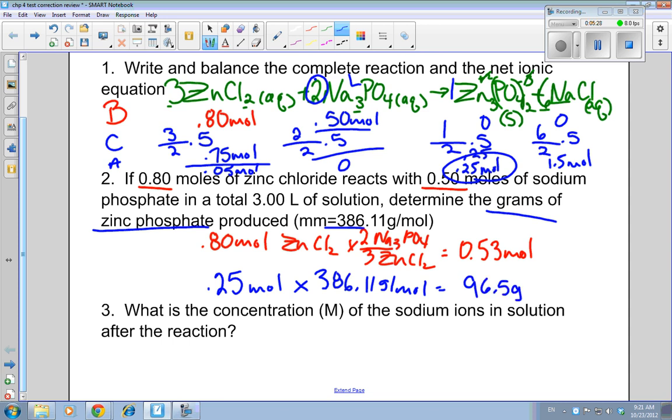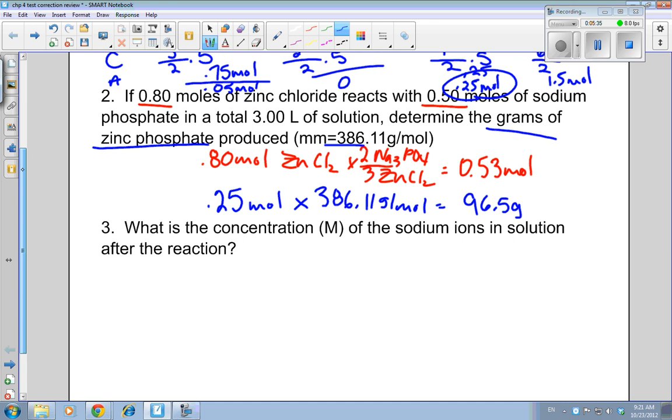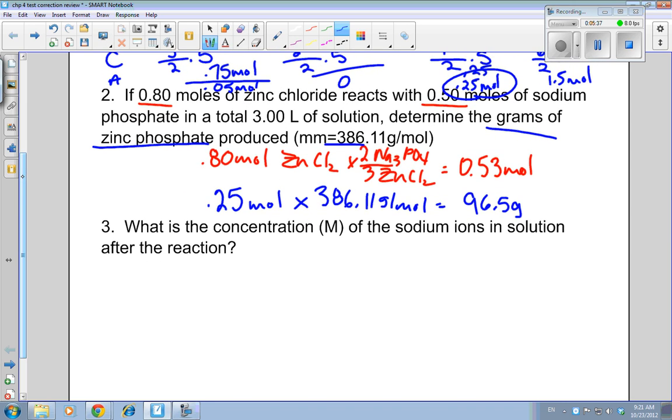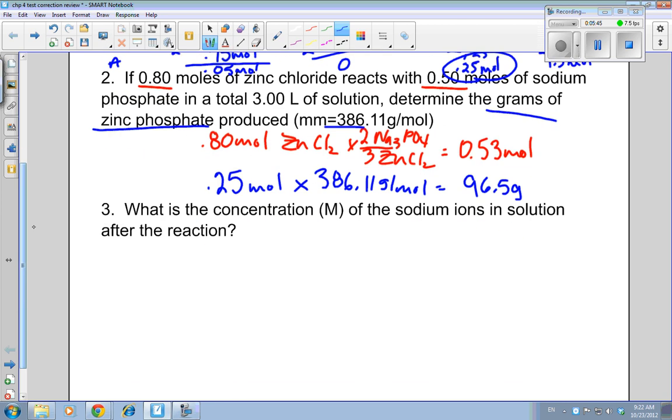So then the last question is asking me to look at what is the concentration of sodium that's floating around in this reaction. Well, sodium didn't do anything. Sodium was just a spectator ion. So the amount of sodium you have to start with is going to be the amount of sodium you have to end with. So I know that I started out with 0.5 moles of Na3PO4 floating in 3 liters of solution when it's all done.